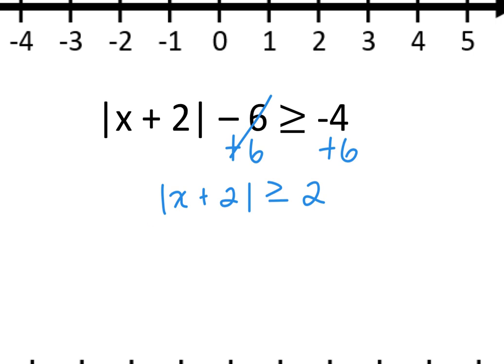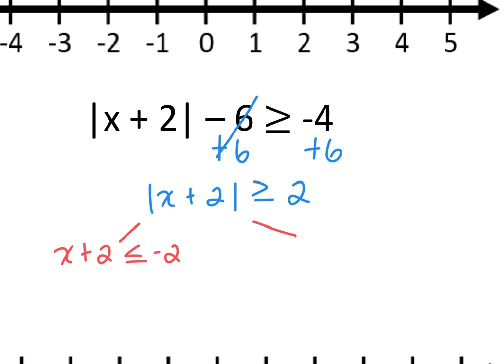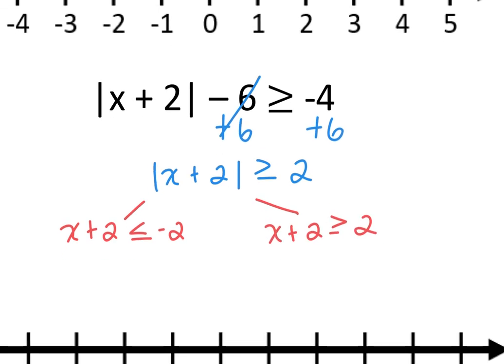And now it's isolated, so we're ready to break it into its 2 cases. I'm going to write the negative case first, and I'm going to remember that when I write the negative case, I have to flip the inequality sign. So I have x plus 2 is less than or equal to negative 2, or x plus 2 is going to be greater than or equal to 2.